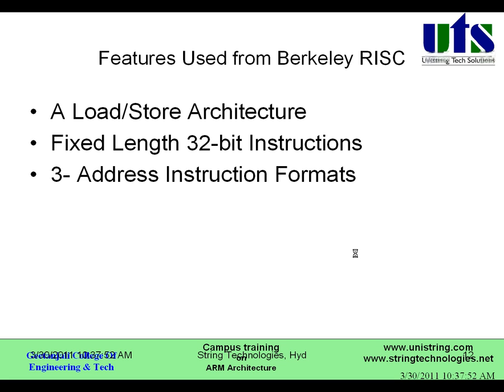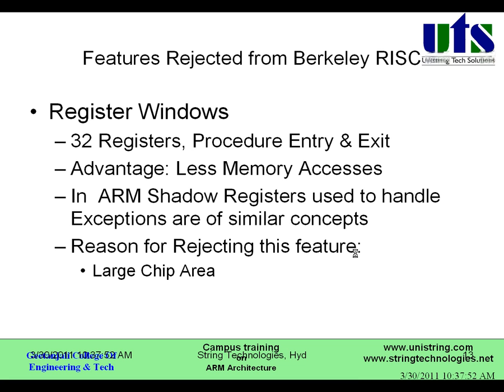From the Berkeley RISC machine, while designing this ARM architecture, these are the features which were taken. The load and store architecture is already present in the Berkeley RISC machine, and the same architecture was taken while designing the ARM architecture. Fixed-length 32-bit instructions and the 3-address instruction format were taken from the Berkeley RISC machine features. Some features were rejected, like register windows. See, register windows, in the sense we have 32-bit registers.